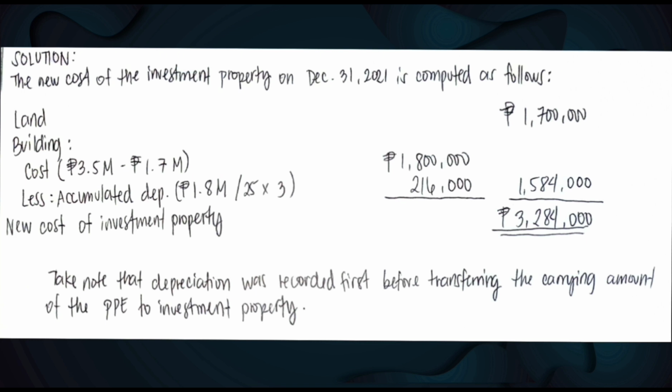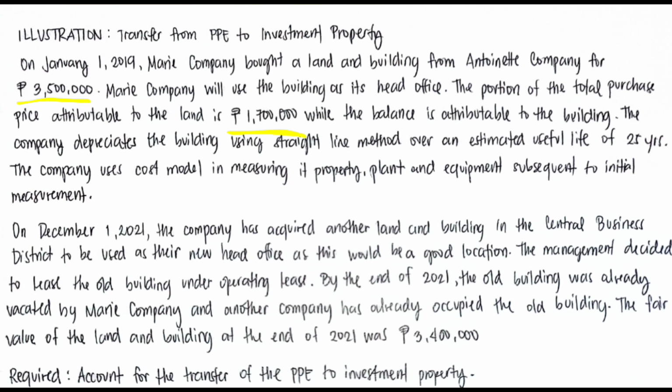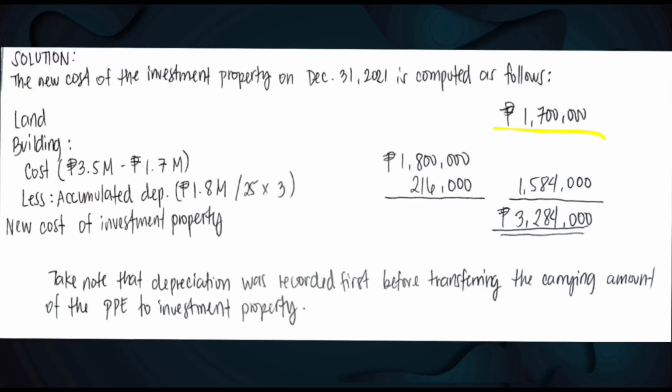So, land cost, 1,700,000. So, dire. Then, building cost, 1,800,000. So, nakuha ni nato by subtracting the 3.5 minus 1.7 million, we have 1,800,000. Less accumulated depreciation nga 216,000. So, nakuha na to ang depreciation, again, cost sa building, which is 1.8 million, divided by useful life, 25 years, then times 3 years.